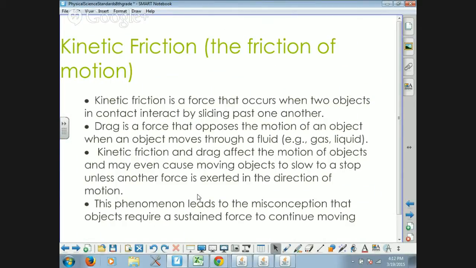Kinetic friction is the friction that occurs when two objects are in contact and they're already sliding. There is something called static friction. You'll learn about that when you see me again your junior year if you decide to take physics. But this phenomenon does lead up to the misconception that an object requires some sort of a sustained force, because people see stuff slow down and they're like, oh, it must have run out of force. No, the friction caused it to stop.